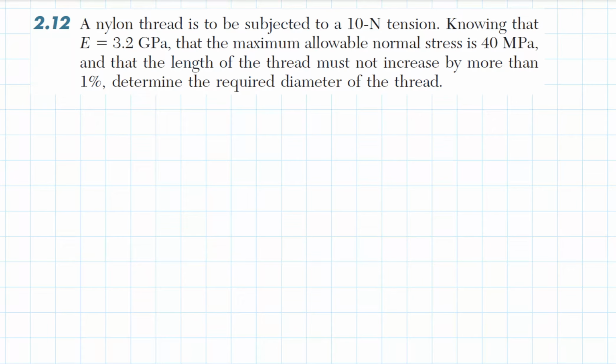In this problem we have a nylon thread subjected to a 10 Newton tension. So this is our load. Knowing that modulus of elasticity E equal 3.2 gigapascal, that the maximum allowable normal stress is 40 megapascal, and that the length of the thread must not increase by more than 1%. So that's your deformation. Determine the required diameter.